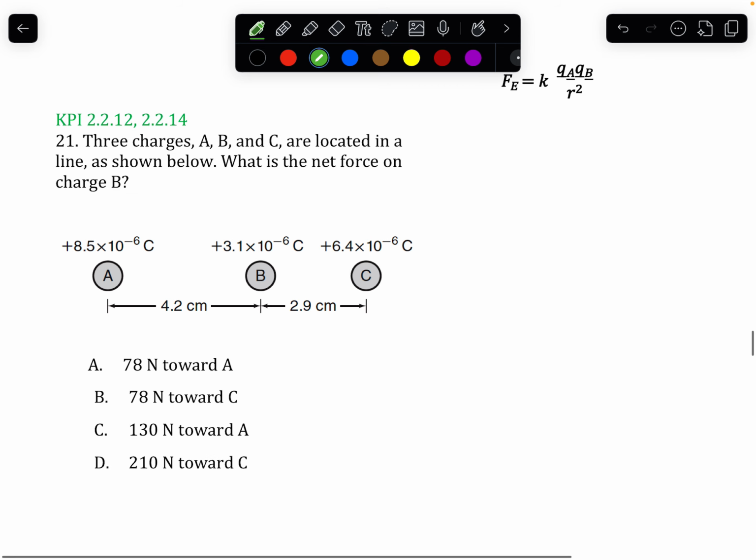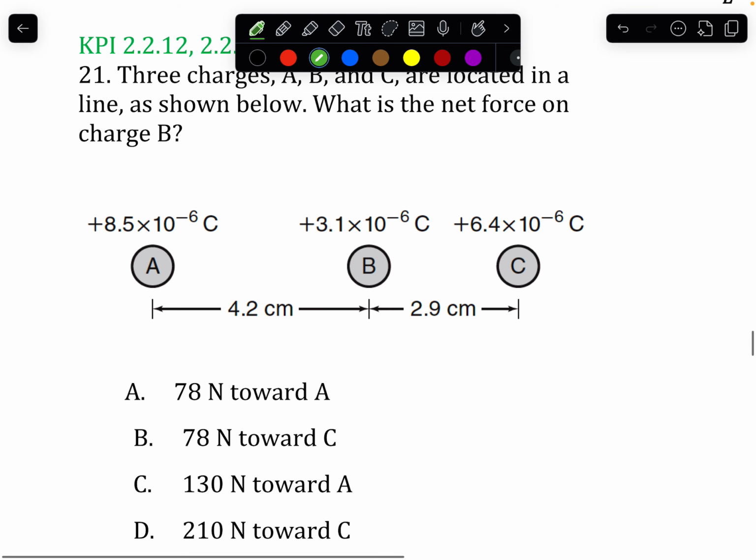Three charges A, B, C are located in a line as shown. What's the net force on charge B? So I can see that A is positive, B is positive, C is positive. On charge B, A will repel B to the right, I'll call it FA, and C, because C and B are also positive, C will repel B to the left.